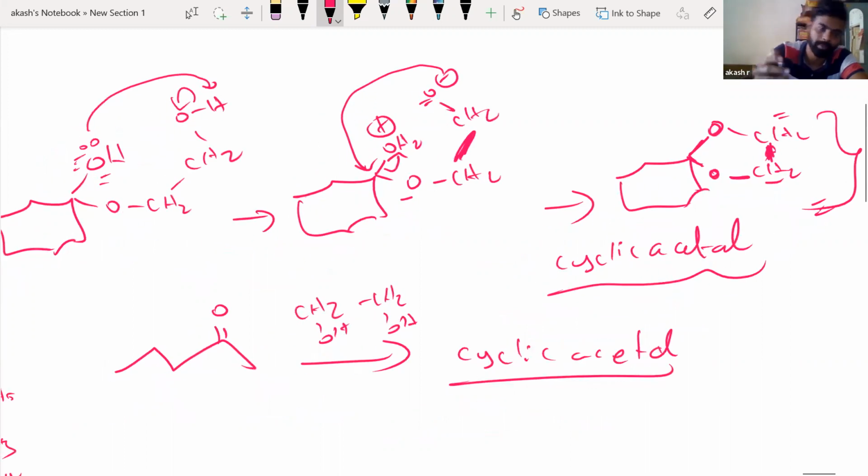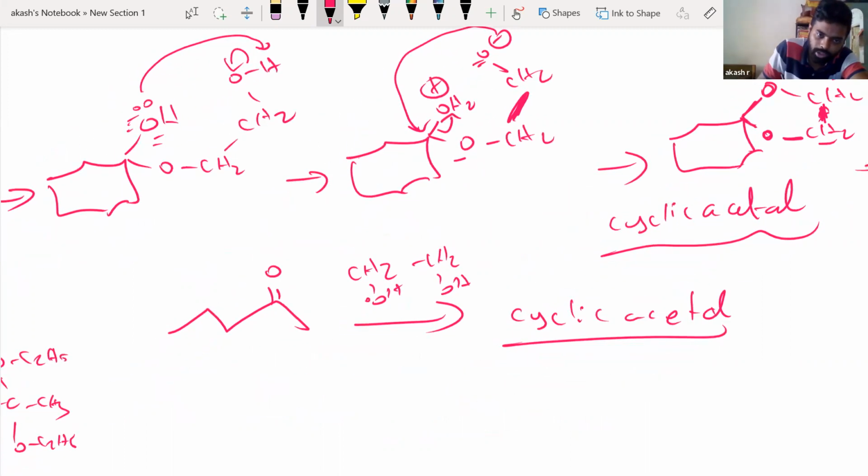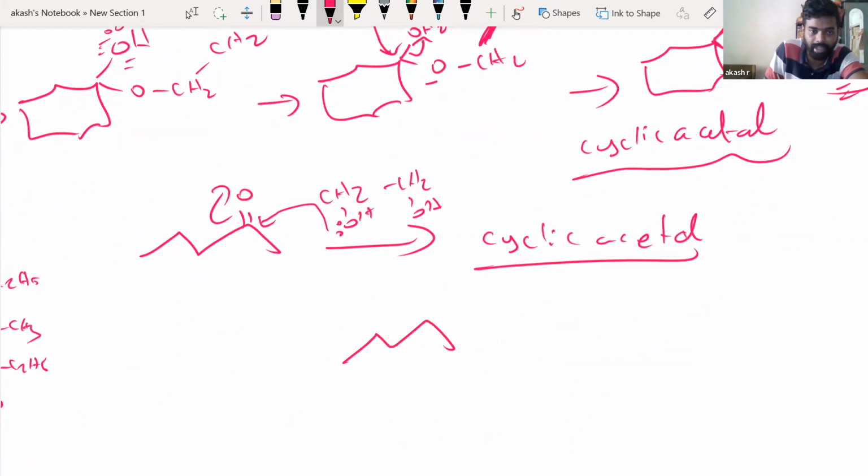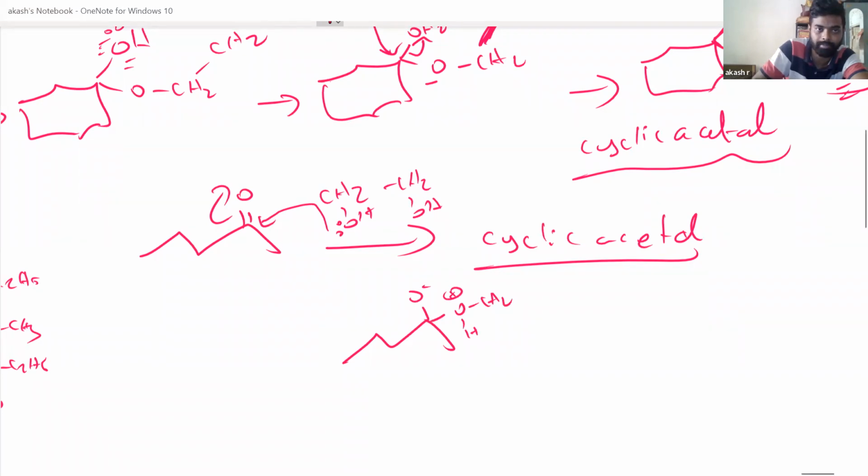Okay, let me show it to you people, right? So you have to show the lone pair here, and then that lone pair should be attacking this particular carbonyl carbon, and that bond breaks first. Okay, then what is going to happen? We have one O minus, and we have oxygen having hydrogen, which is having a positive charge, CH2. Let me rub the cyclic acetal part.